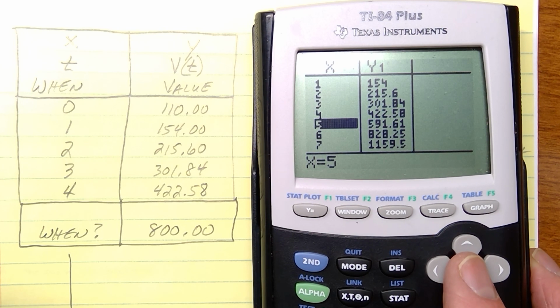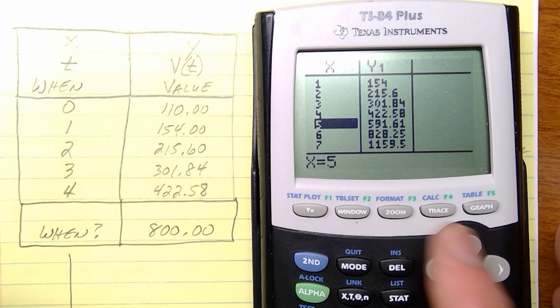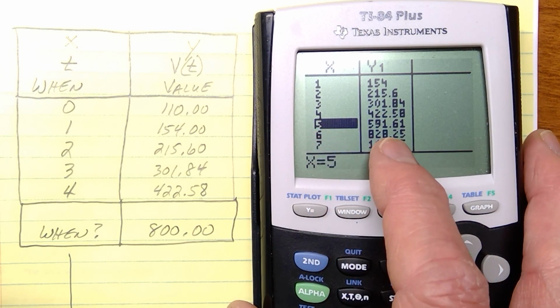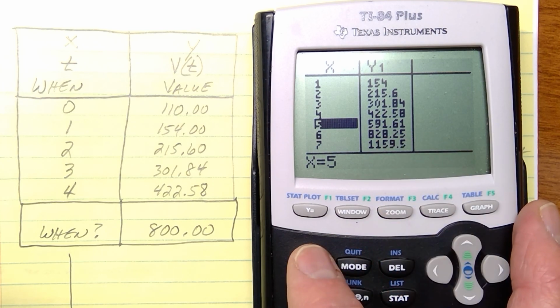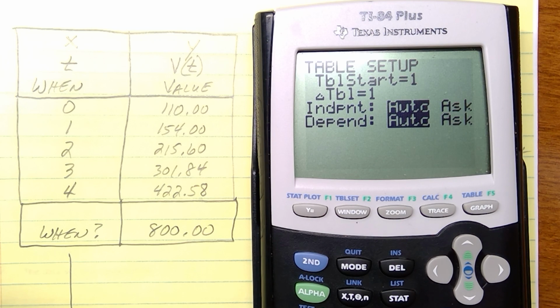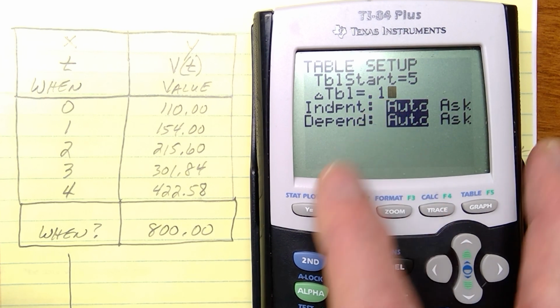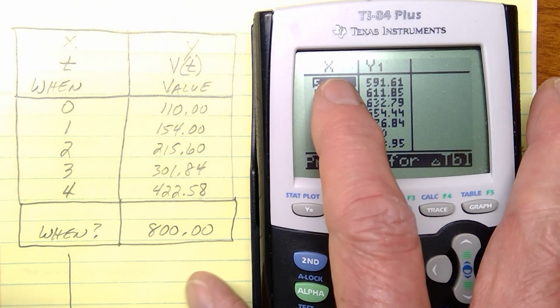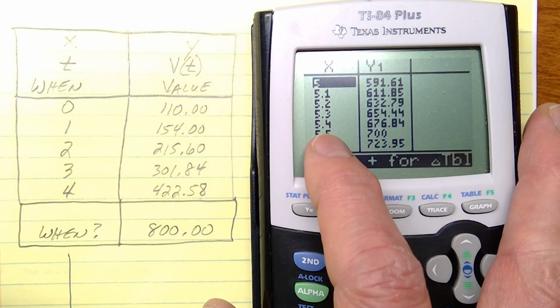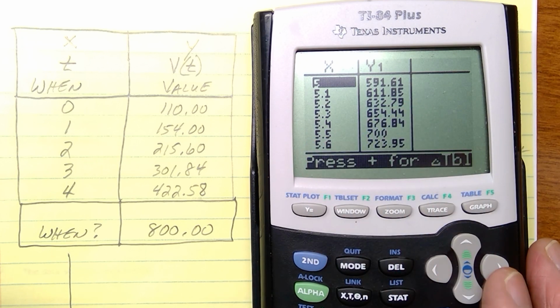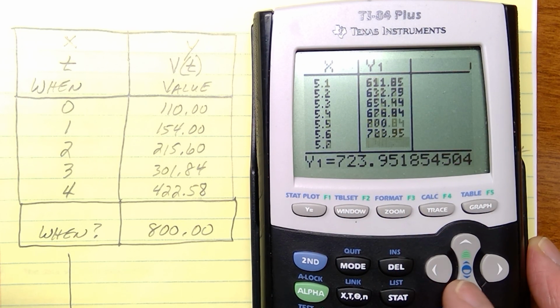So I'm going to show you the hard way to figure this out first, and then I'll show you an easier way, and you can do it either way you want to. So I know that after year 5, we hit 800 sometime. I'm going to go back to table setup, and I'm going to say, okay, I want to start at year 5, and I want to take smaller steps. Instead of going a year at a time, how about we go 0.1? We're going to go 1/10 of a year at a time. We're just going to make smaller steps. Instead of going up a whole step at a time, we're going to go 1/10 of a step at a time. Look at your table. So it's starting at 5, and it's going up 0.1 at a time. We're taking smaller steps.